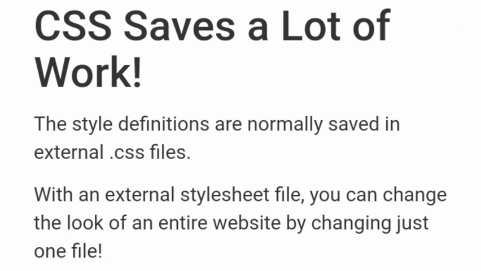Before this, CSS saves a lot of work. This is also a big explanation: the style definitions are normally saved in external .css files. It means if you wish to add CSS externally, you should have an external .css file. With an external style file you can change the look of an entire website by changing just one file. So this is an example of a CSS styled HTML button which is showing a dialog.